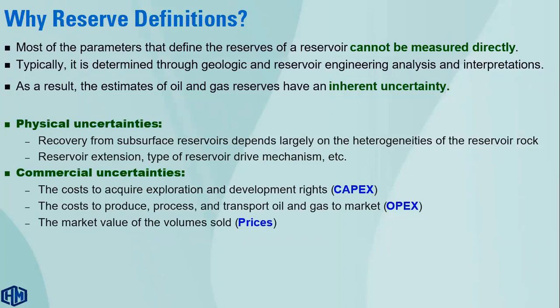The second one is the commercial uncertainty. The commercial uncertainty is typically related to the CAPEX, OPEX, and the prices. CAPEX is simply the cost for exploration and development, OPEX or operating cost is the cost for production, processing, and transportation, and prices is the market value of the hydrocarbon product we have, maybe oil or even gas condensate or dry gas. So it's important to set standard definitions for reserves and common terminology for global reserve discussions.